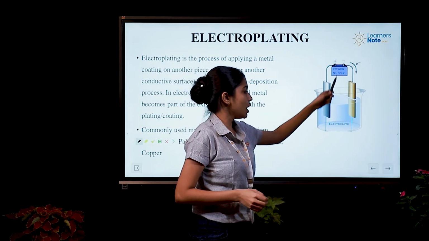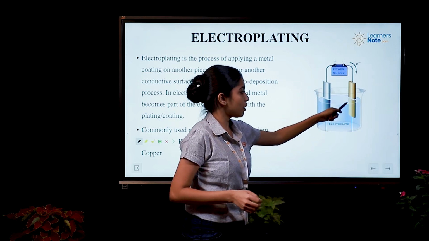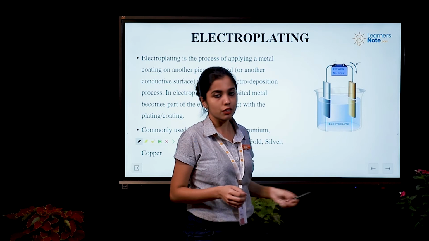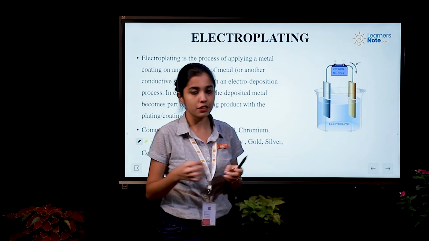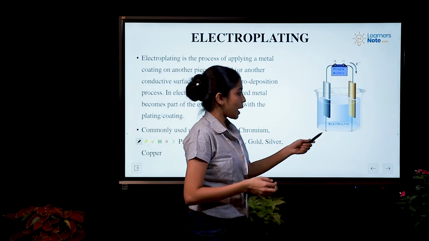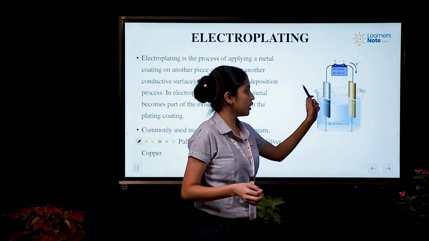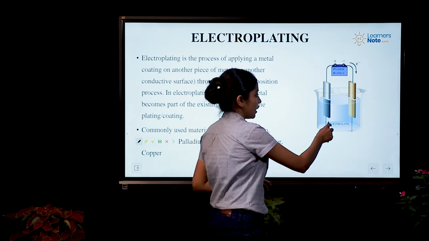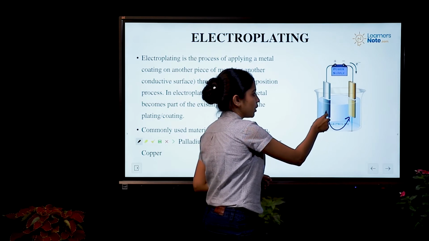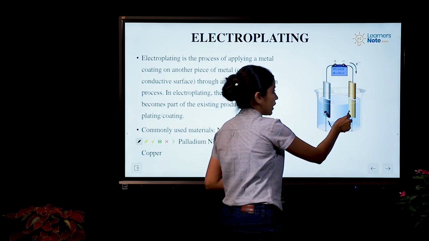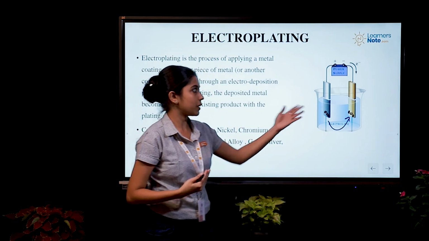Once you switch on the power supply, electricity flows through, and your electrolyte will ionize. The decomposition of the electrolyte will take place and you get the ions. Now these ions are transported from your anode towards the cathode. So there is a deposition of the material present in your anode onto the cathode, and you get an electroplated material.